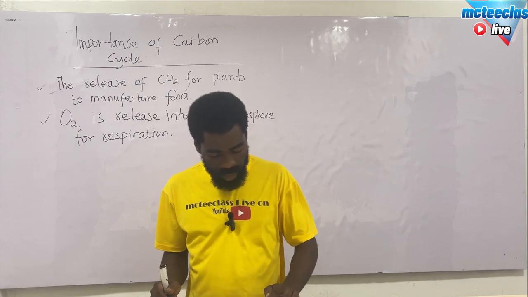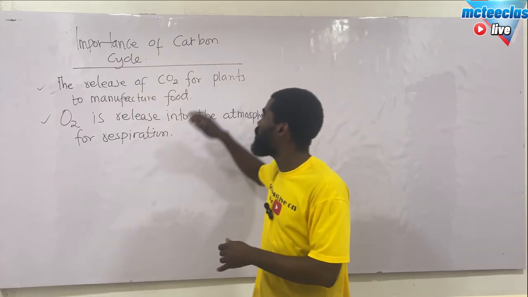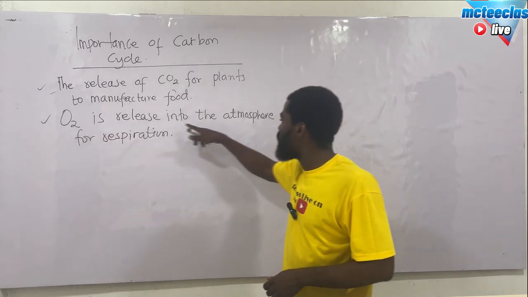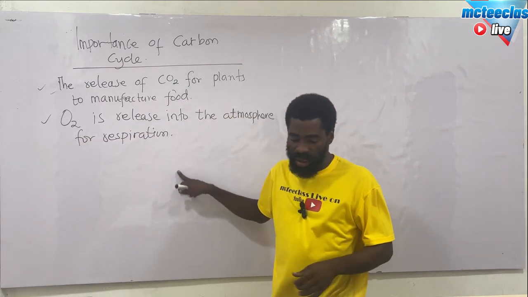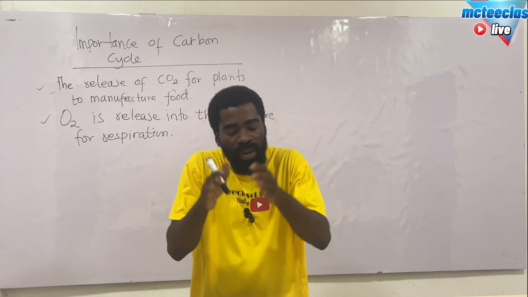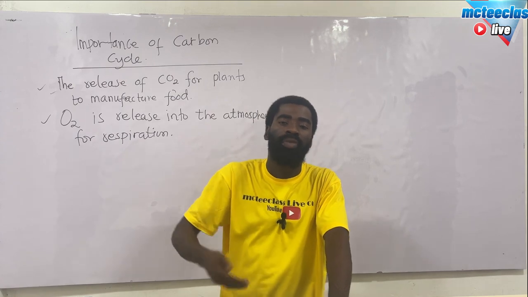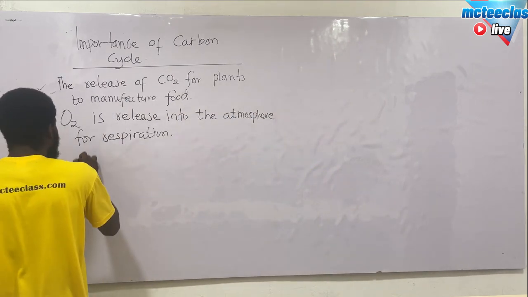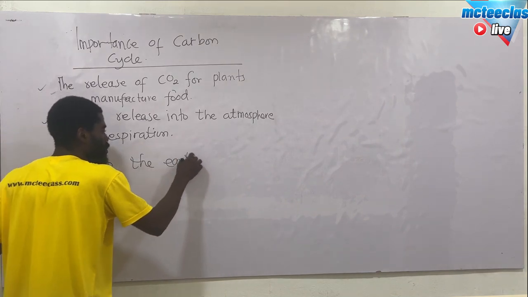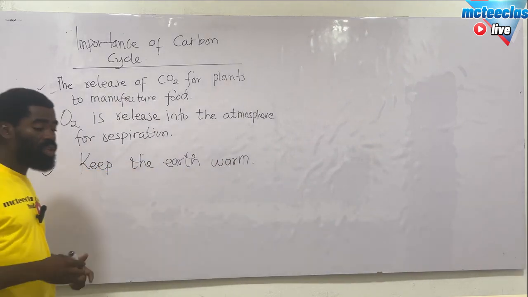Good. So the carbon cycle helps to release carbon dioxide for plants to manufacture their food. In the course of doing that, oxygen is released into the atmosphere for respiration. Then carbon dioxide helps to keep the earth warm. How? It serves as a blanket that traps some of the sunlight and prevents it from escaping. So another importance is that it keeps the earth warm.